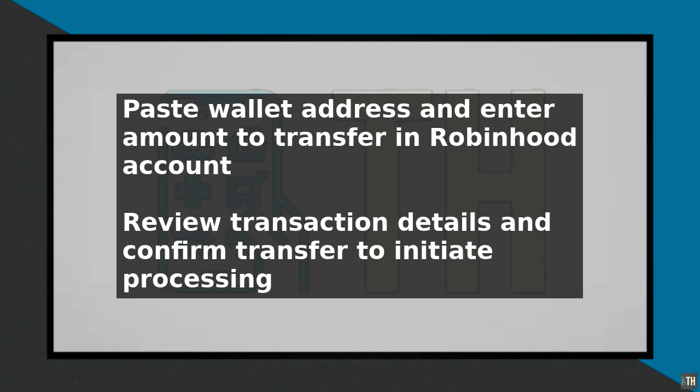Review the transaction details to ensure everything is correct. Confirm the transaction and wait for the transfer to be processed. This may take a few minutes, depending on the blockchain network. Once the transfer is complete, you can verify the transaction on the Blockchain Explorer or on your Robinhood account.